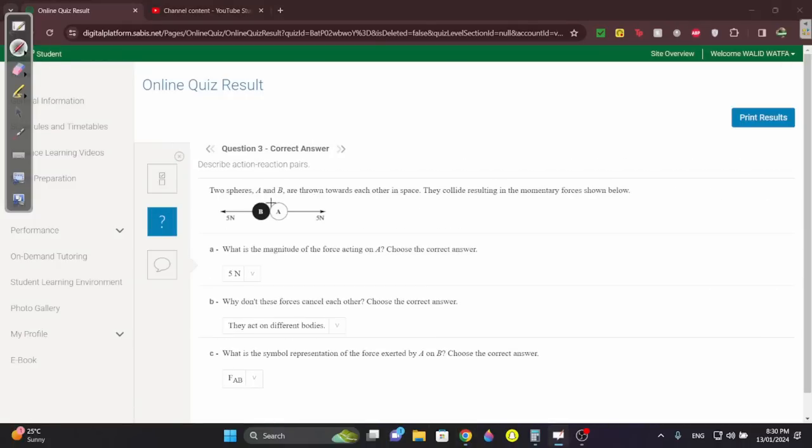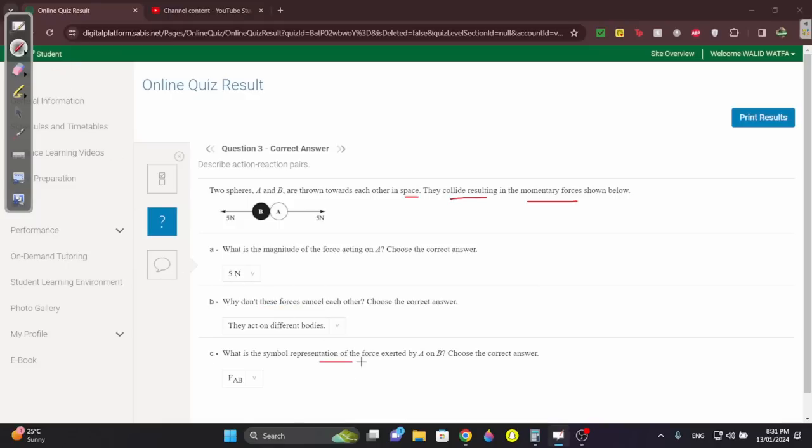Two spheres, A and B, are thrown towards each other in space. They collide, resulting in these forces. If you look carefully, this 5 newtons is for A, and this 5 newtons is for B. They're not for both spheres. So what's the magnitude of the force acting on A? 5 newtons. But why don't these forces cancel each other? It's because they're acting on different bodies. If you'd say 5 here, 5 here, they cancel, so they won't move. No, they're different bodies, so they won't cancel each other.